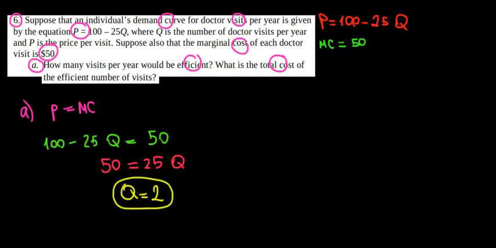Now, if every visit costs $50, it means that the total cost for those visits is going to be equal to 2 times $50. So that's going to be $100.